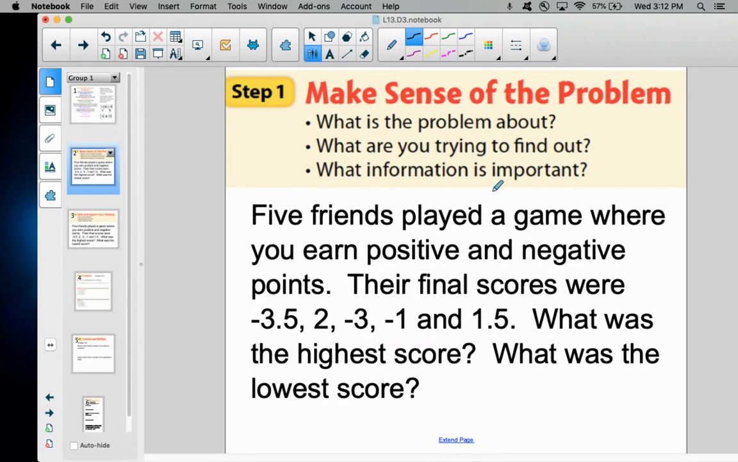And this is our question to try on our whiteboards first. Let me dissect this for you, and then you can try it. 5 friends played a game where they earned positive and negative points. Their final scores were negative 3.5, 2, negative 3, negative 1, and 1.5. What was the highest score and what was the lowest score? So go ahead and pause and try to think about this question. If you are stuck, I'm going to dissect it for you. You're trying to find out the highest and lowest score, and the important information you have to work with are these scores from these 5 friends.